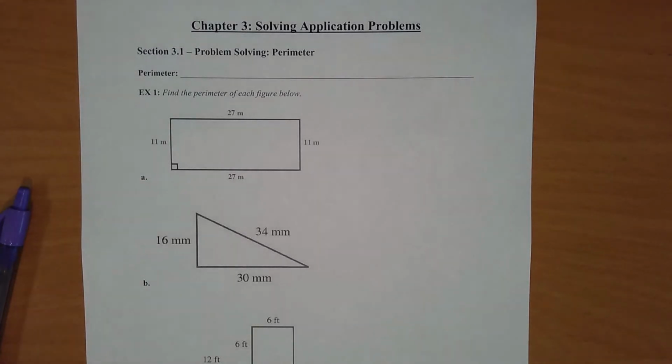Everybody, welcome to Chapter 3, which is solving application problems. And we're going to start with section 3.1, which is all about perimeter. So perimeter, I know that sometimes you guys have to memorize all kinds of perimeter formulas. We don't need to do that. All perimeter is the distance around a figure.